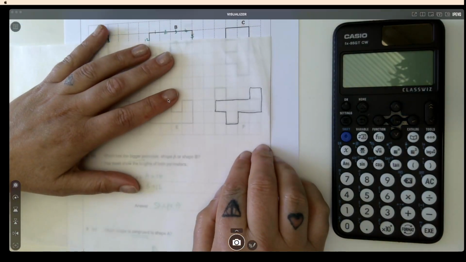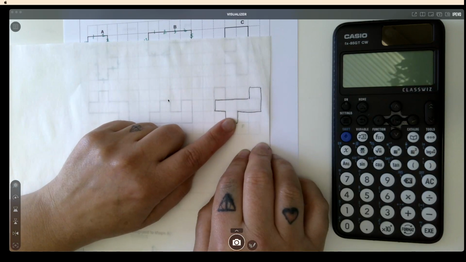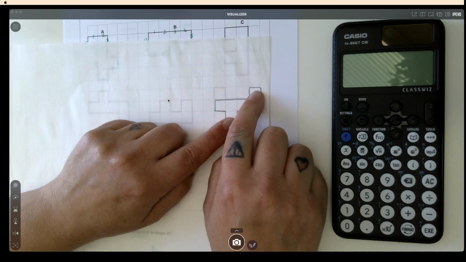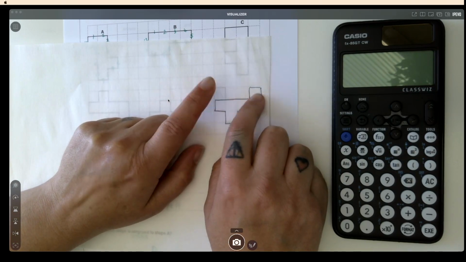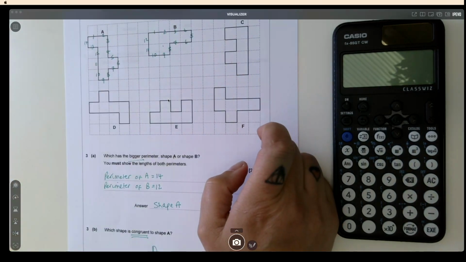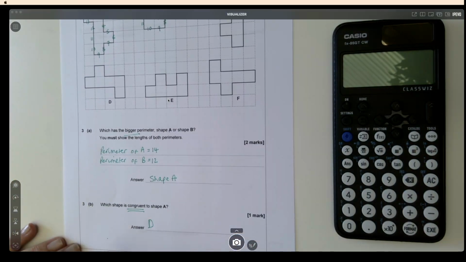If I pop the shape on that way, then this square matches, but this square here is on the wrong end of the shape. So I know that F is definitely not congruent. So always ask for tracing paper in your exams, your mock exams, assessments, etc., because it's a really useful piece of kit and you can have it.